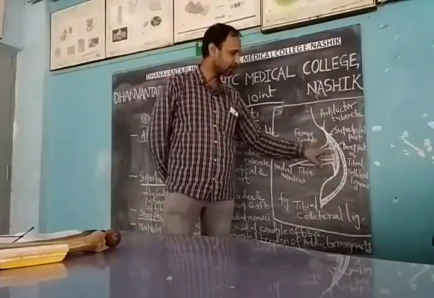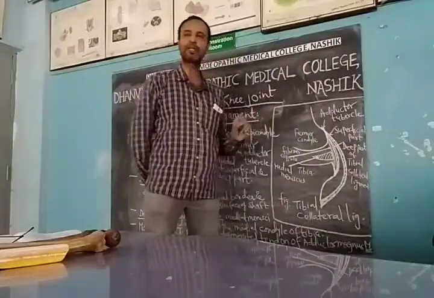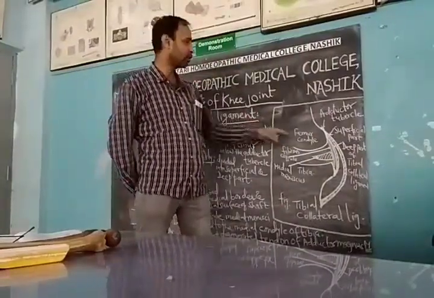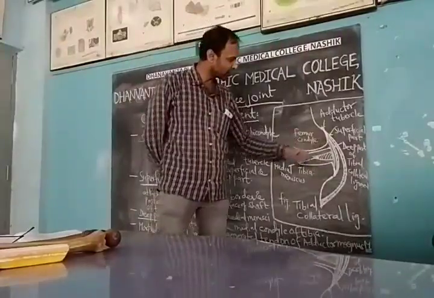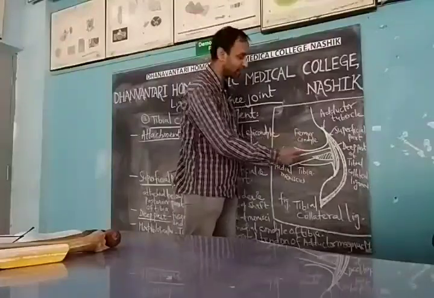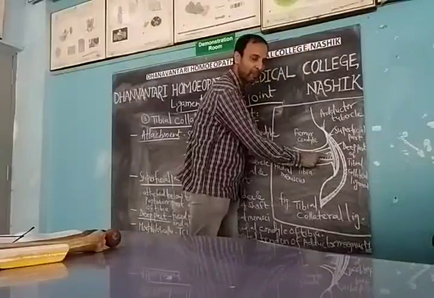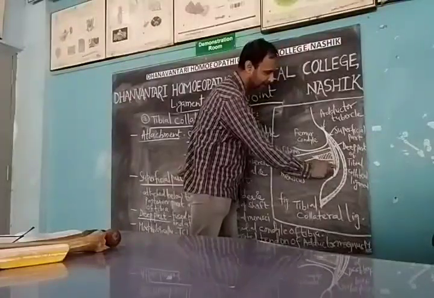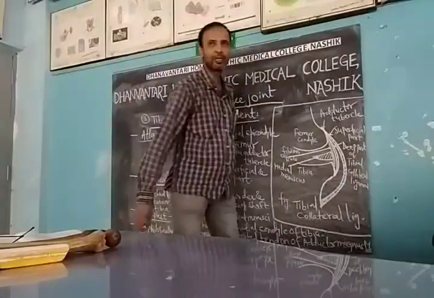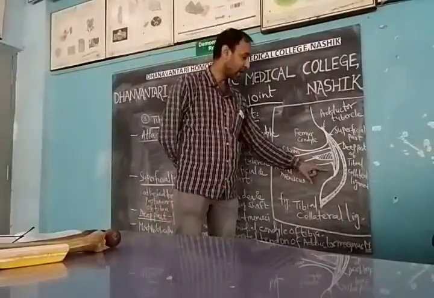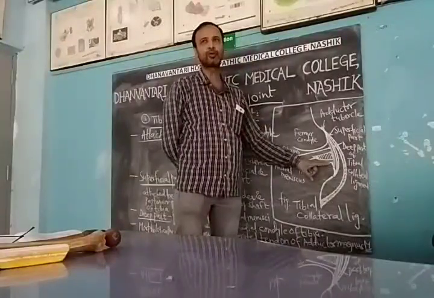Whereas the deep part of this medial collateral or tibial collateral ligament is short, as you see in the diagram itself. It blends with the capsular ligament and the medial meniscus. Clear? And it is attached to the medial condyle of the tibia, just below the groove for the semitendinosus.